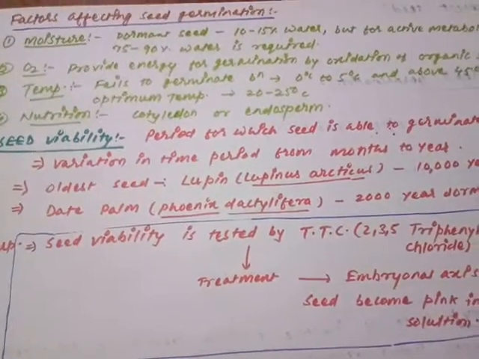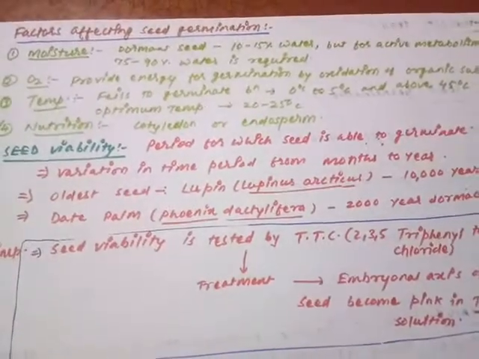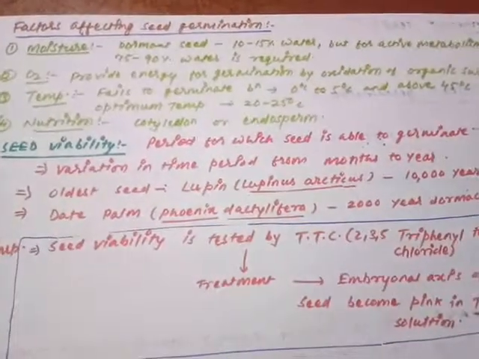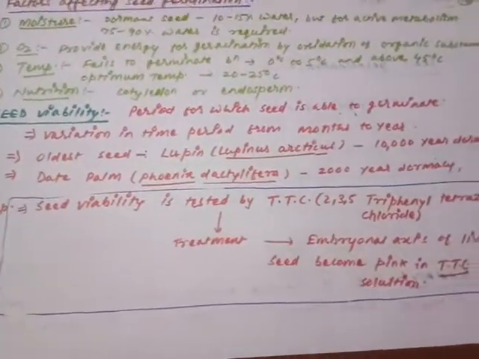Lastly, nutrition. Nutrition is present in the form of cotyledon in dicot seed and in the form of endosperm in monocot seed for the purpose of germination. Seed viability is the last concept for the seed today.